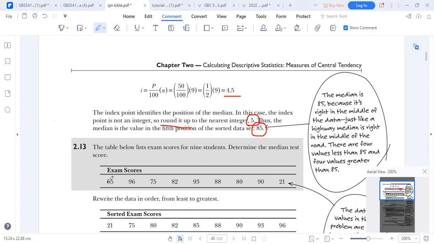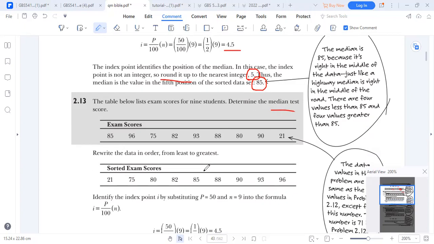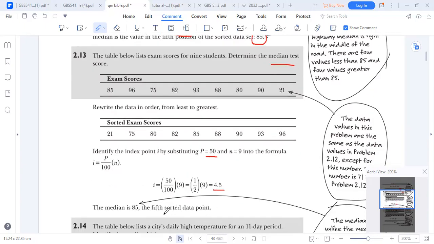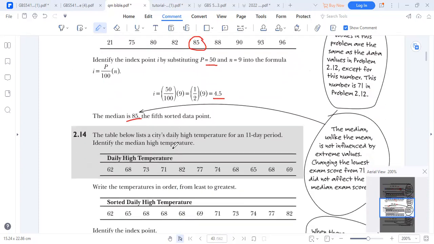All right, we're given this question here, with 9 scores. Find the median. Same, the 50th percentile. We get 4.5, we round up, which goes to the 5th score: 1, 2, 3, 4, 5. So 85 is our 5th score. We always round up.